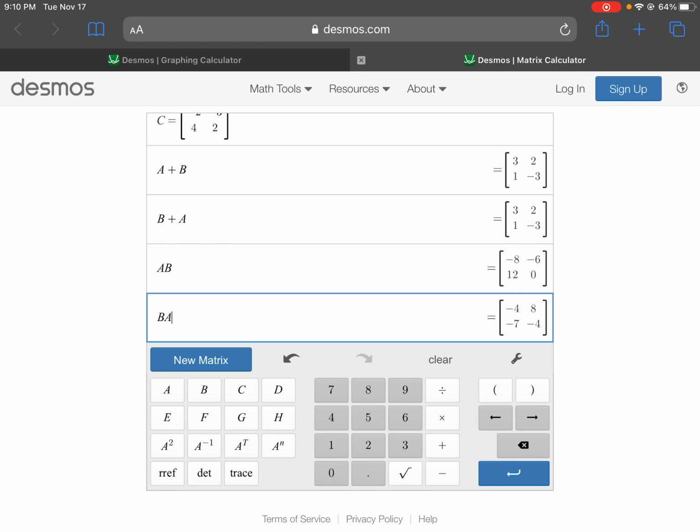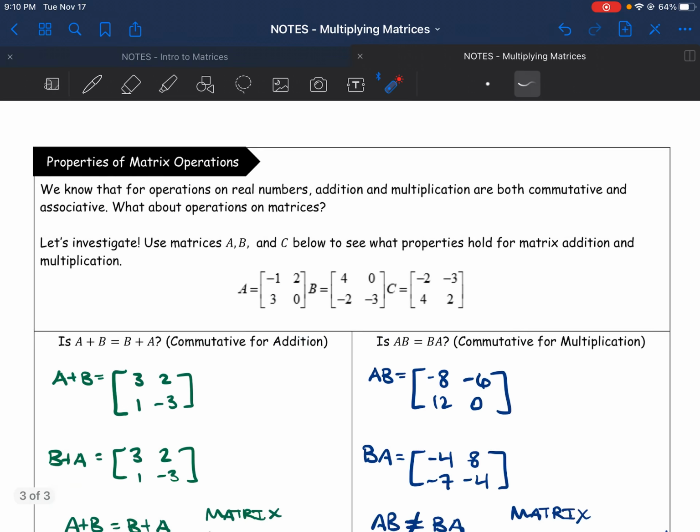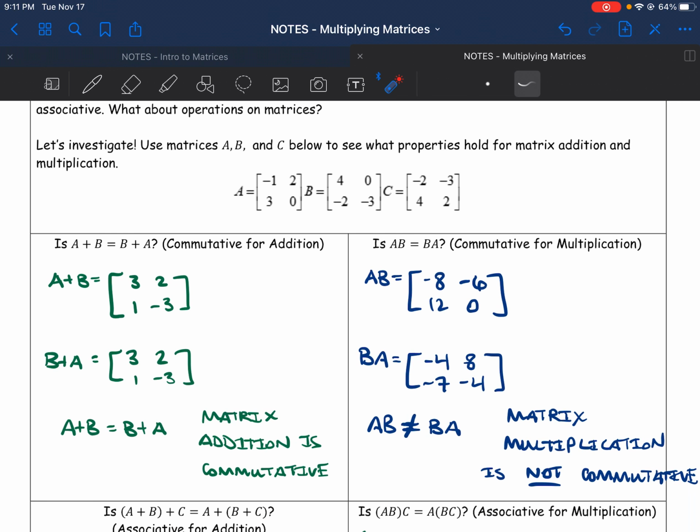notice I get something different. I get a matrix with elements negative 4, 8, negative 7, negative 4. So we've already shown that matrix multiplication through this example is not commutative because multiplying in the order A times B did not get us the same result as multiplying in the order B times A. So here we can see that matrix addition is commutative, and we showed this through Desmos. And we also showed that matrix multiplication is not commutative.